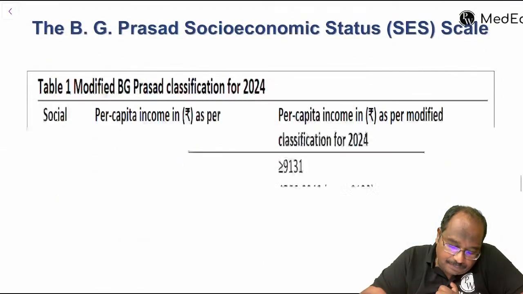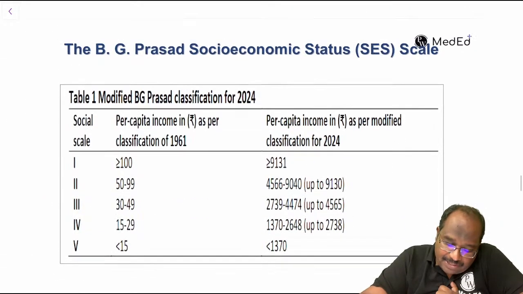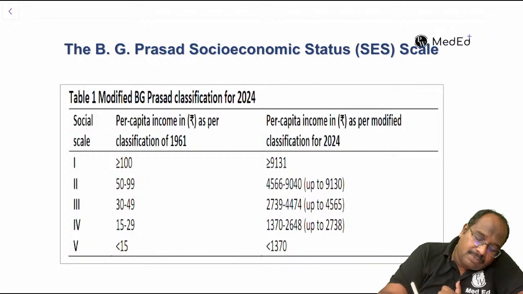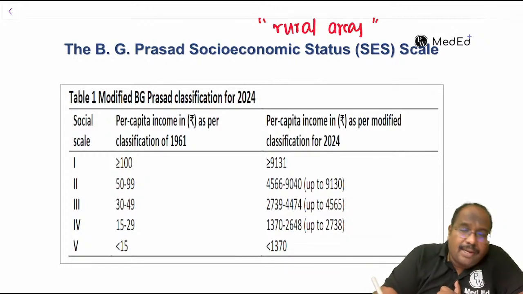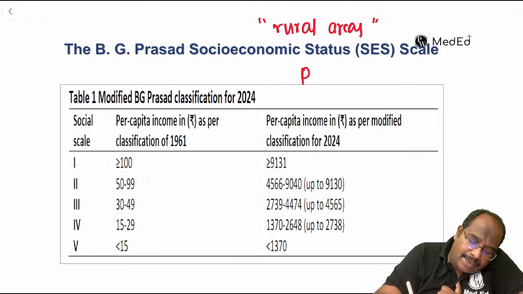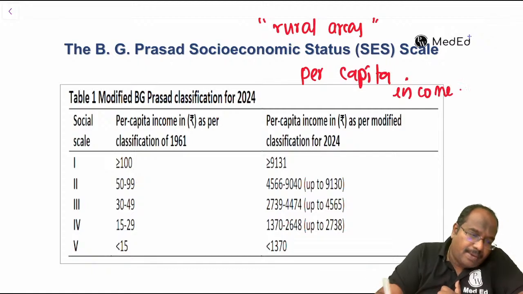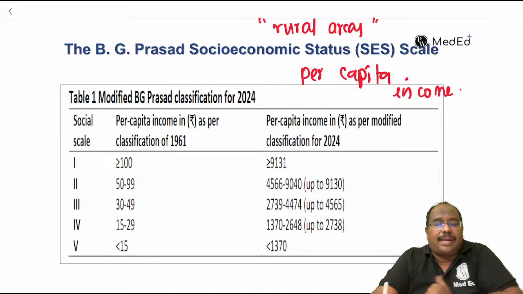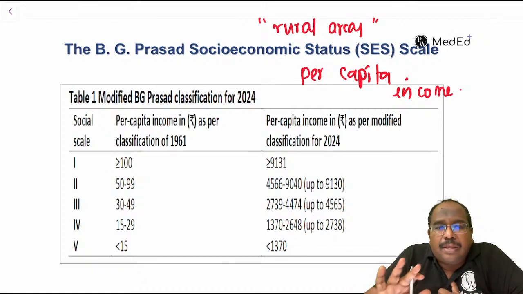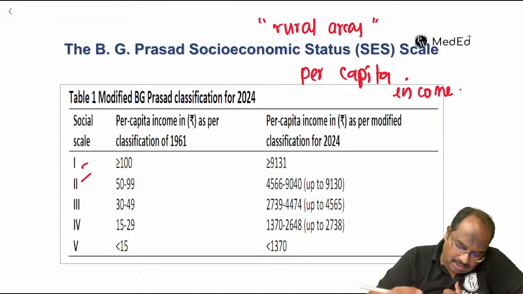Next, you can use the BG Prasad classification. This is a simpler one, and sometimes you can go with this also. It is mostly used for rural areas. It is based on per capita income, guys, that is income per person. You take the per capita income, and based on that you can classify them into which group they belong to, on a scale of 1, 2, 3, like that.